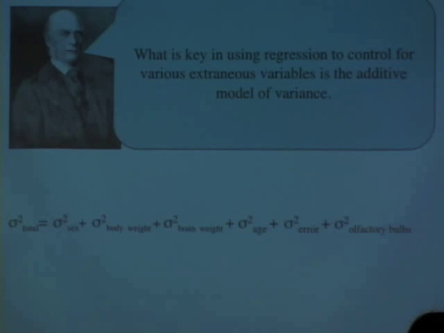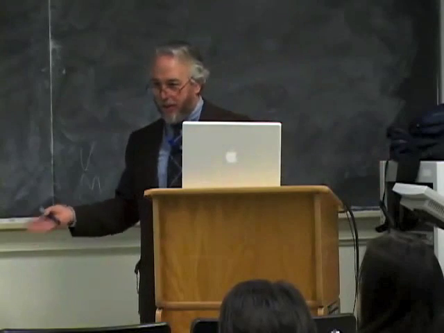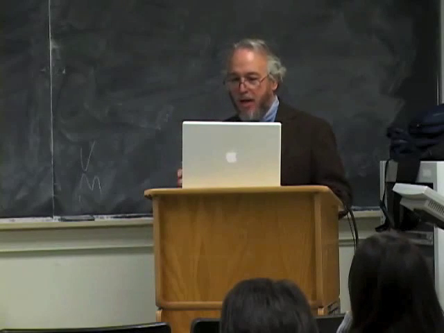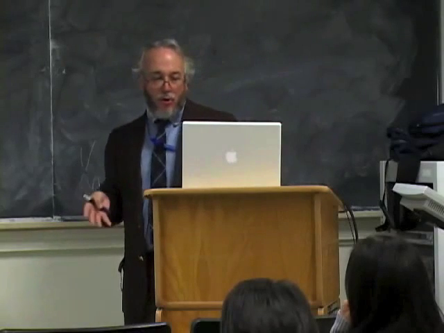What we wanted to do was to control for the effects of sex and body weight and brain weight and age, even though we had a set of mice with both males and females, all kinds of different body weights, all kinds of different brain weights, and a huge range of ages. But we thought, these variables could matter with regard to the thing we're really interested in measuring, and we don't want them to influence it. So we're going to go in and control for that.